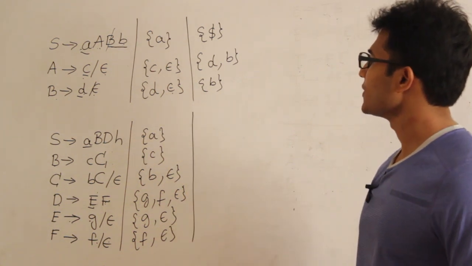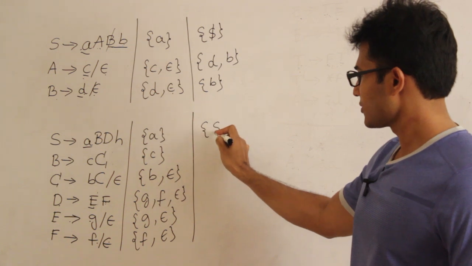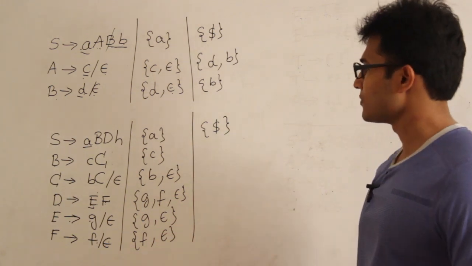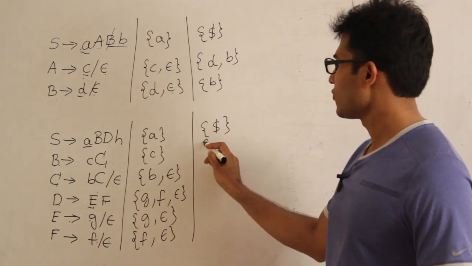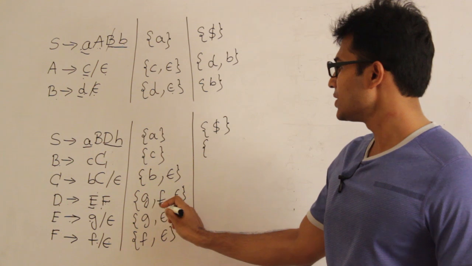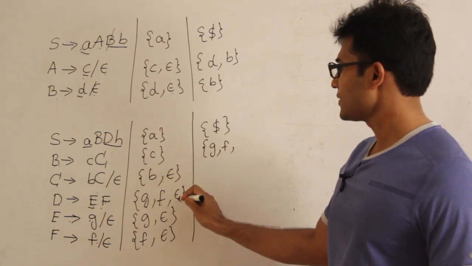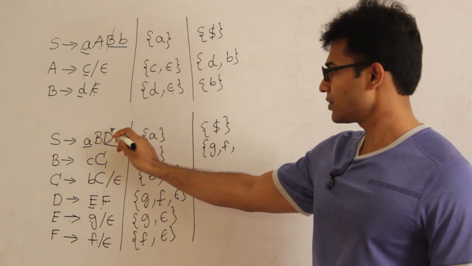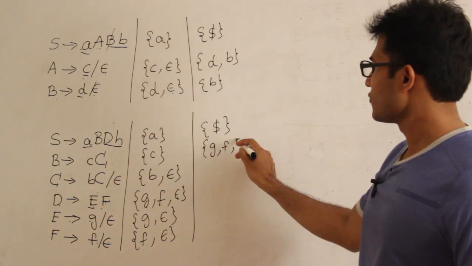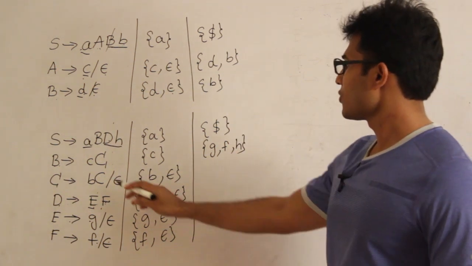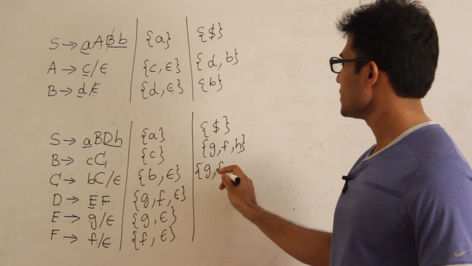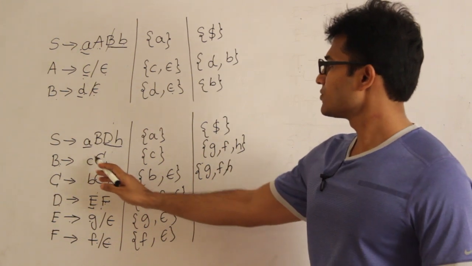Fine. What is follow of S? Follow of S is dollar, and you don't see S occurring anywhere in the right hand side, therefore we don't get any more symbols. Now what about follow of capital B? Follow of B is first of DH. What is first of D? First of D is G, F, as well as epsilon. Epsilon I am going to put it here, therefore epsilon in D is going to get eliminated and vanish, and what is remaining? H. Therefore follow of B is even H. Now what about follow of C? Follow of C is follow of B. So what is follow of B? G, F and H. Follow of C is follow of B.